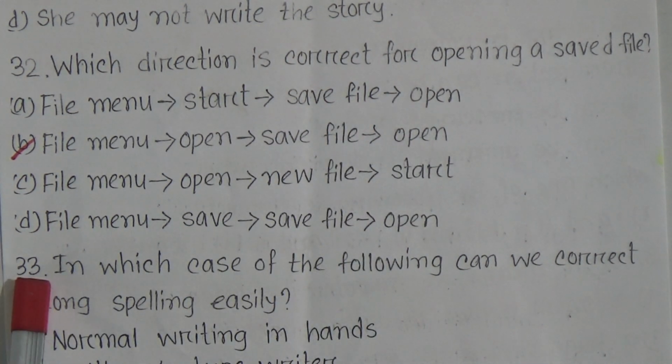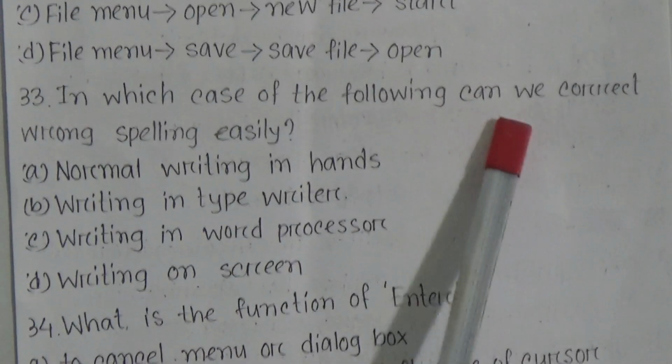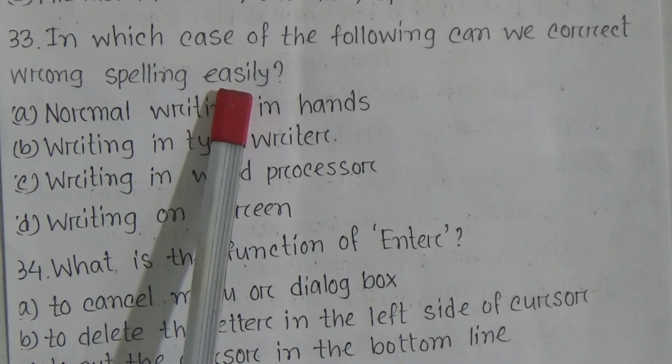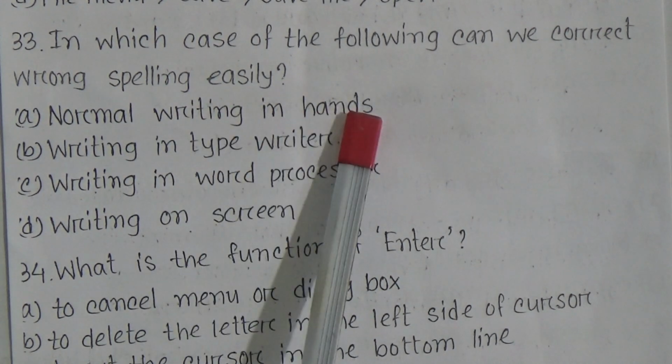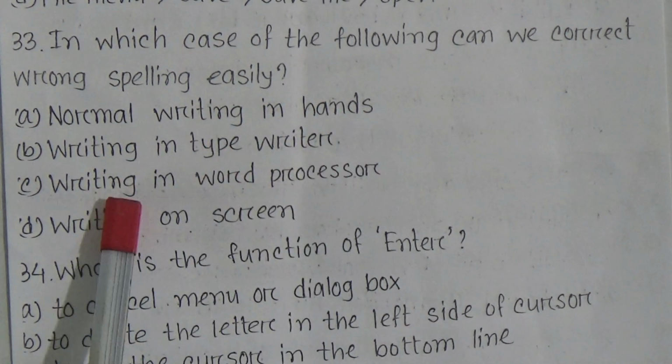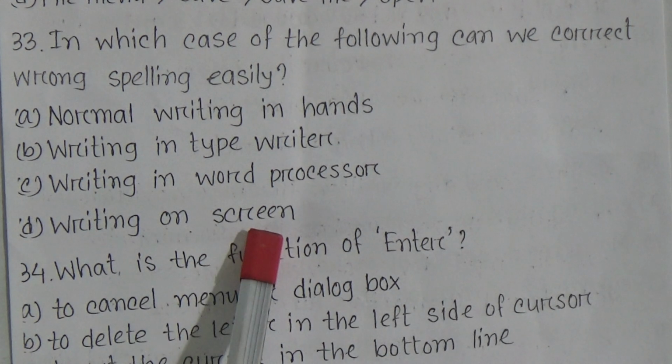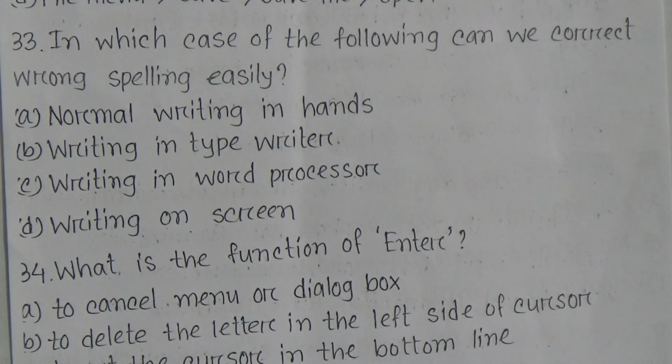Come to question number 33. In which case of the following can we correct wrong spelling easily? Normal writing in hands, writing in typewriter, writing in word processor, writing in screen. So our answer is option C, writing in word processor.